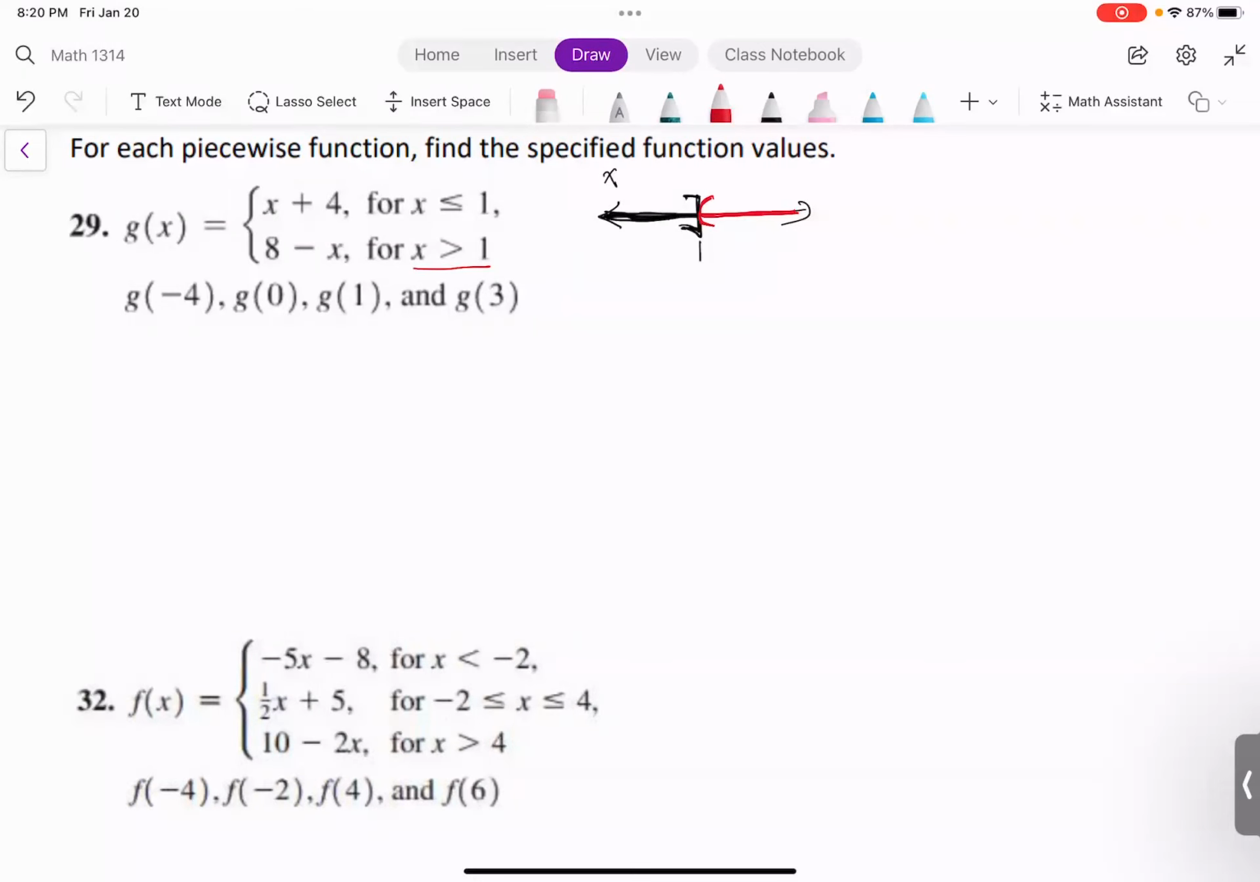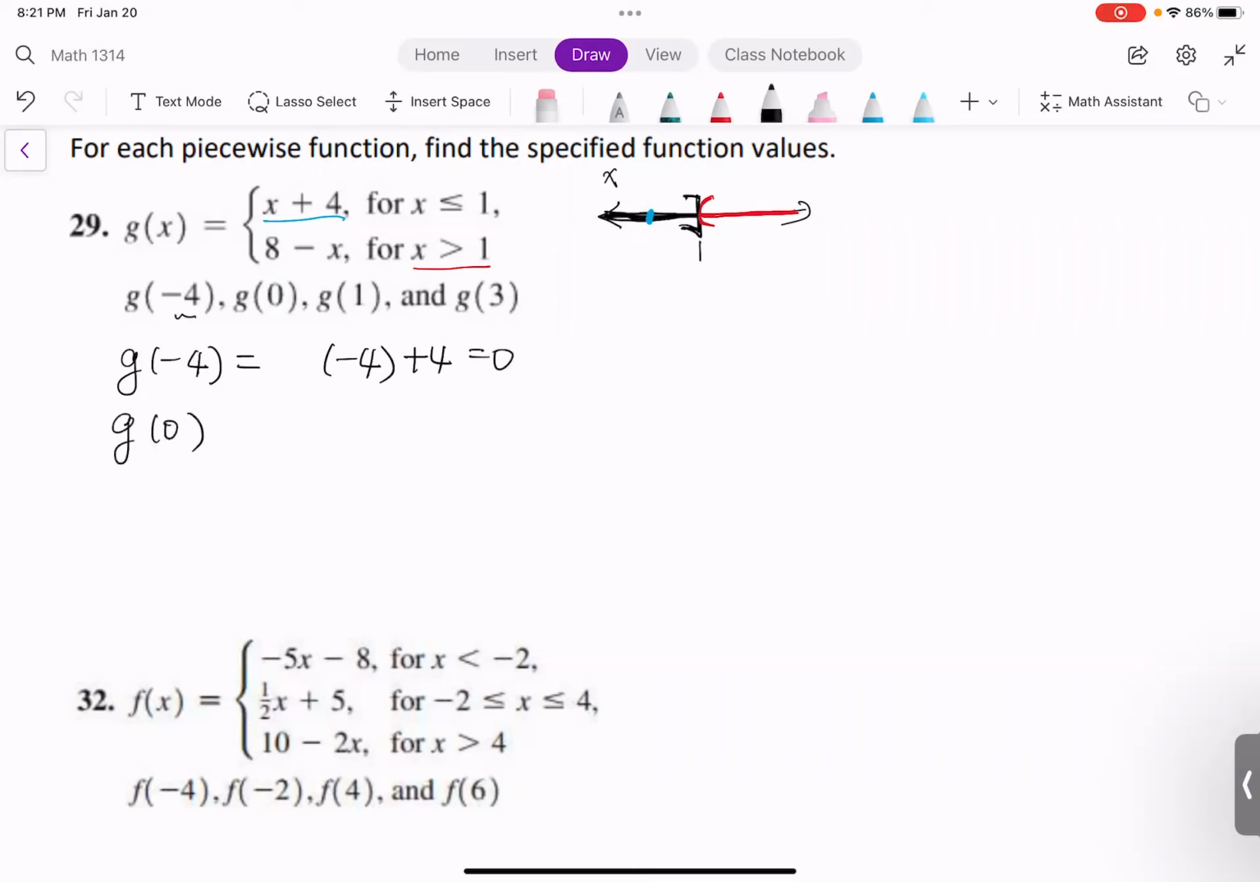Let's find what g of -4 is. Now the input x is -4. Let's find where x is. Is it here? Yes, it's on the left side. If it's on the left side, we need to use the first equation. Let's rewrite it here. g of -4 equals, x now is -4, so -4 plus 4 is 0.